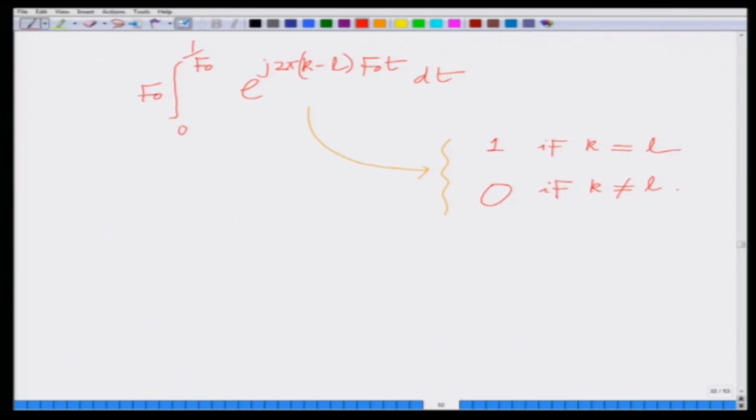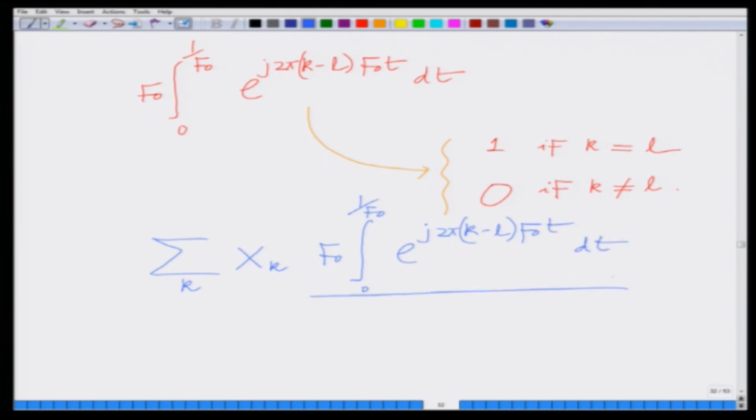And therefore, now if you look at this integral that we have over here, that is, from the previous page I have summation over k x_k f naught integral 0 to 1 over f naught e to the power of j 2 pi (k minus L) f naught t dt. In this, only the term corresponding to k equal to L will survive.